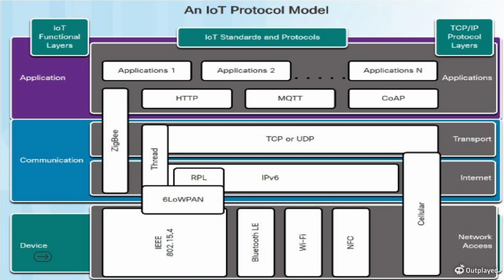So I will describe 4 essential IoT protocols: ZigBee, MQTT, NFC, and Bluetooth, which are depicted in this IoT protocol model diagram. Understanding these protocols is crucial for grasping the complexities of IoT communication and security.